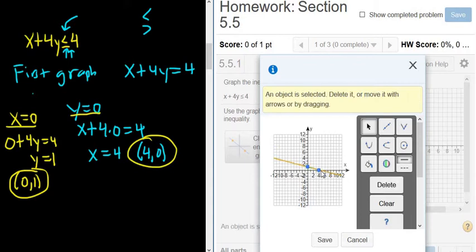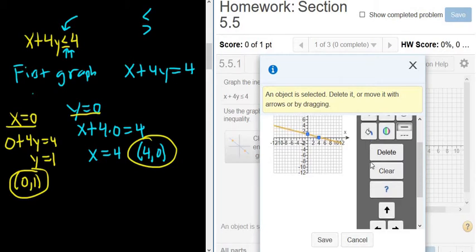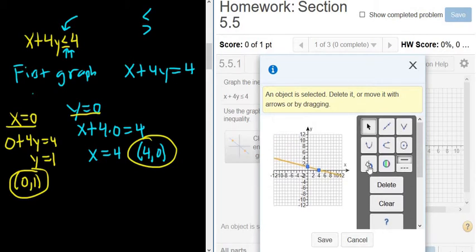Right there. Okay. Now we have to shade. You see this little bucket icon here? You have to click this little bucket icon. Because it was less than, we're going to shade down here. If it was greater than, you want to use the bucket up here. So less than for straight lines is below, greater than is above. It's less than, so I'm going to click down here.